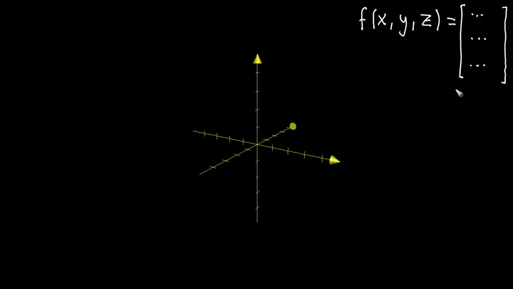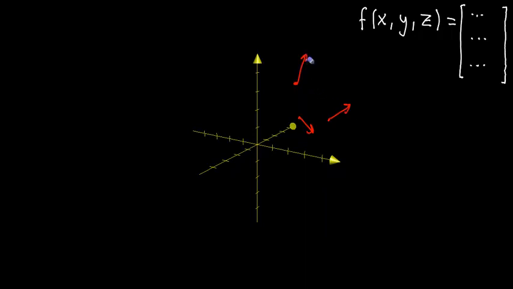And the way that this works, just like with the 2-dimensional vector field, you're going to choose a sample of various points in 3-dimensional space. And for each one of those points, you consider what the output of the function is, and that's going to be some 3-dimensional vector, and you draw that vector off of the point itself.